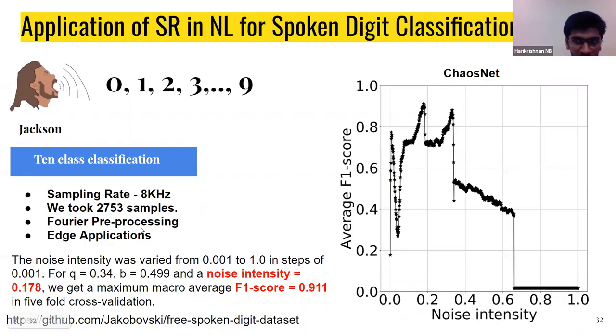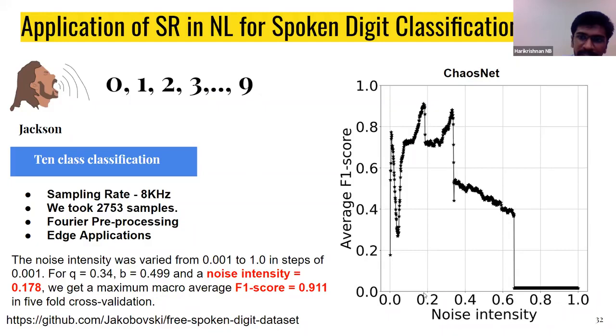Again, we just took the most simplistic neurochaos learning architecture, which is ChaosNet. We have Q equal to 0.34 and B equal to 0.499. With a noise intensity of 0.178, we get a maximum macro average F1 score of 0.9111. Here you can see that there are multiple peak performances, multiple SR that have been demonstrated. We define local SR and global SR, and we choose the noise intensity corresponding to a global SR.